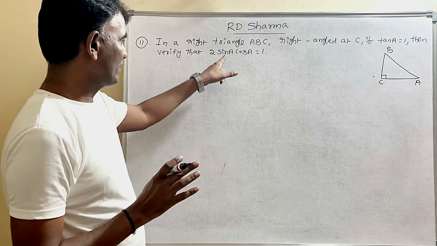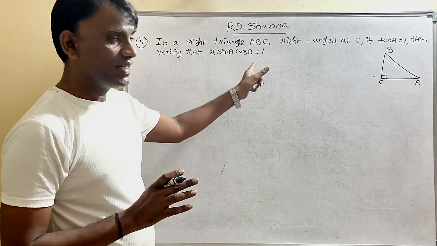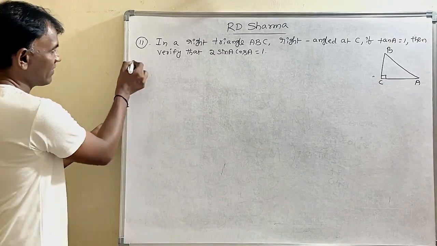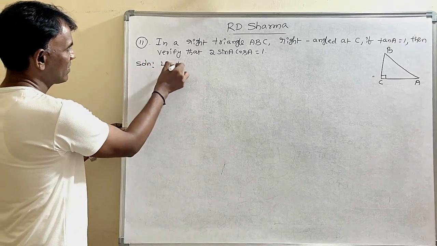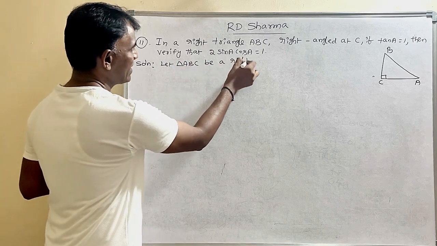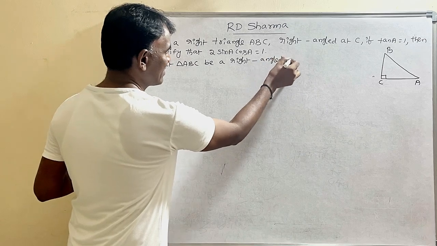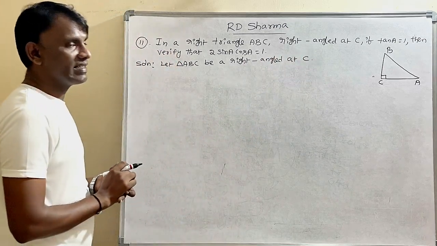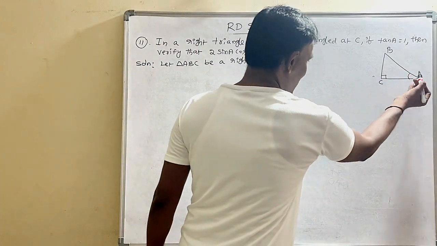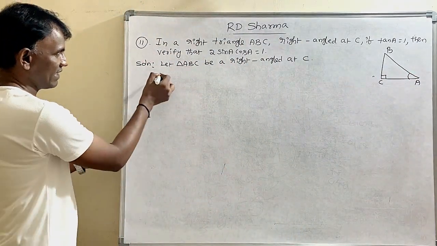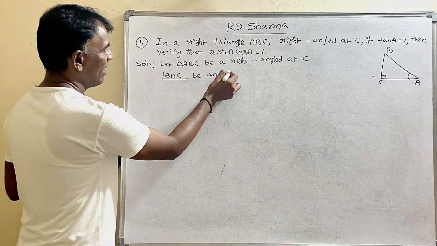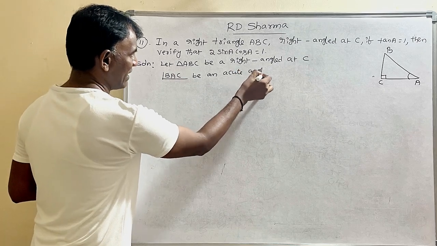And now we want 2 into sin A into cos A. A and B are acute angles. So first we write those two steps. What is the first step? Let triangle ABC be a right angle at C. That is the first step. And coming to the second step, this is an acute angle, right? So how to write it? Angle BAC.